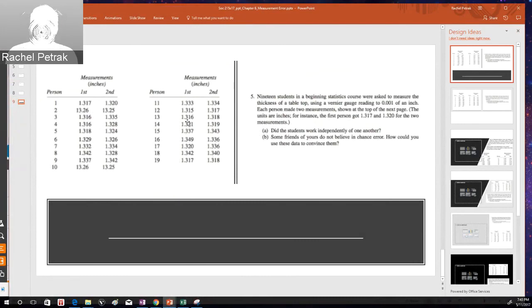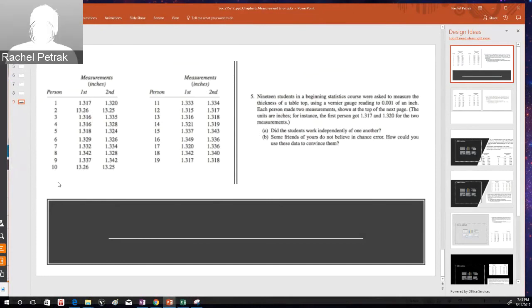We can see that the change in the person's first and second measurement doesn't always go in the same direction. If we look at person 11, their second measurement is up by 1/100th of an inch, whereas if we look at person 12, their second measurement is up by 2/100ths of an inch. Other participants have measurements that went down, like 14. On their second measurement, it was down by 2/100ths of an inch. So this is the very definition of chance error. It goes in both directions. It doesn't just go in one direction.